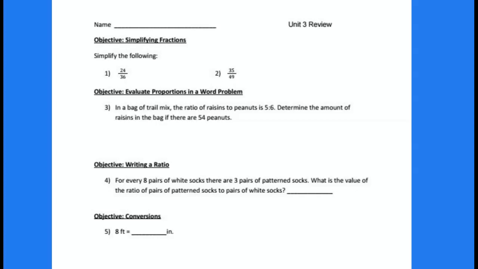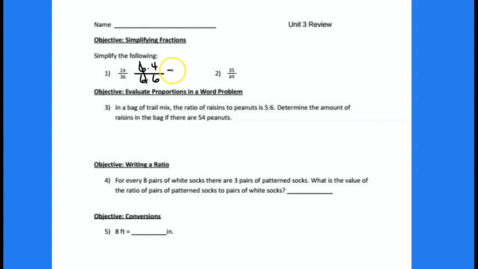Unit 3 Review. Objective, simplifying fractions. Simplify the following. We're going to write two numbers that multiply together to give you 24. An example would be 6 times 4. Two numbers to give you 36 are 6 times 6. Get rid of the 6's, you're left with 4 over 6.